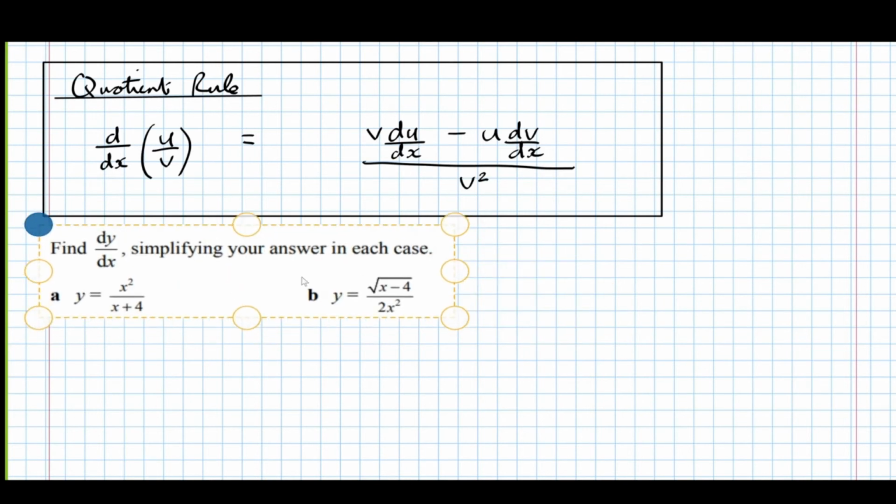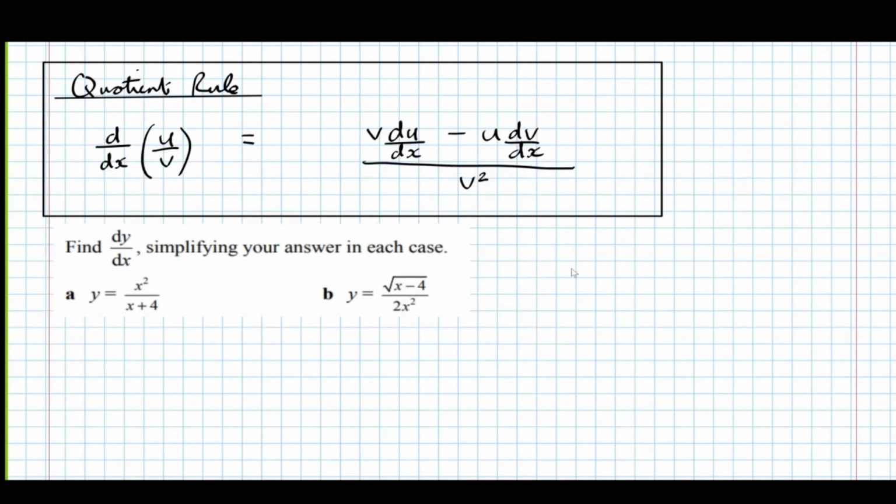So have a go at each of those. u on the top, v on the bottom, and lay it out as you would have done for the product rule. u equals, therefore du by dx equals, v equals, therefore dv by dx equals. I'll give you a moment to get started, then I'll take over.